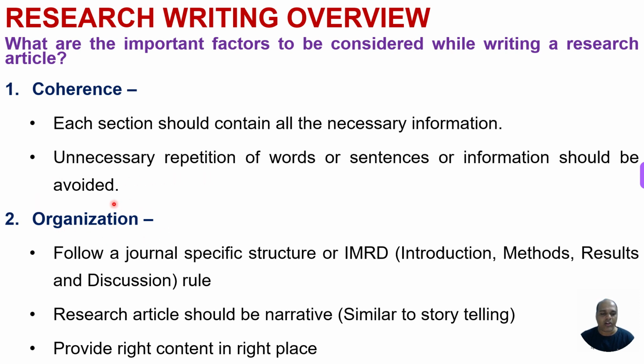Second factor is organization of a research article. For organizing a research article, we have to follow a journal specific structure. Usually the journals have their own format, and that format needs to be utilized while writing our research article. In short form, we can say it as IMRD. IMRD stands for Introduction, Methods, Results and Discussion. It's a short form of having different sections in an article.